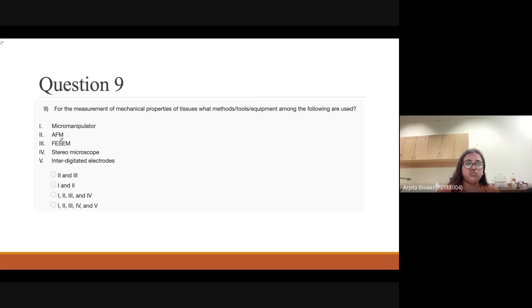So first option is 2 and 3. Second option is 1 and 2. And the third option is 1, 2, 3 and 4. And the fourth option is 1, 2, 3, 4 and 5. So what is the right answer?